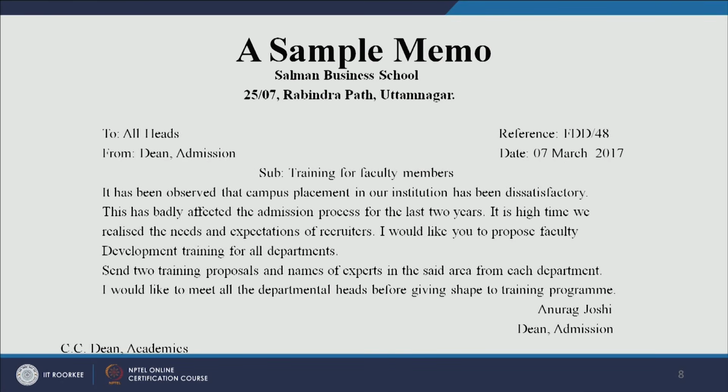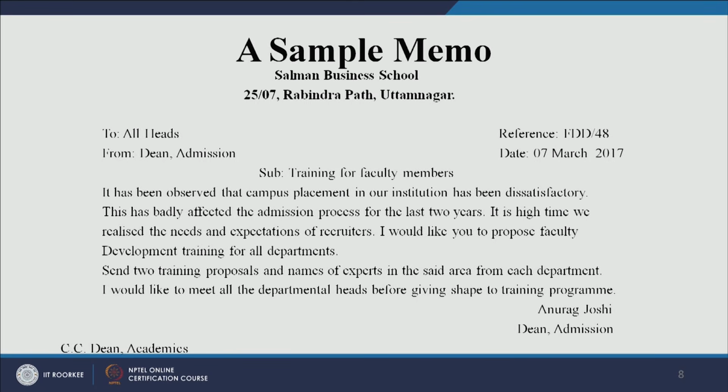We said that the language will be very informal. So it begins with, it has been observed. When the writer of this memo says it has been observed, he uses language which has a sort of neutrality. But at the same time, as we proceed, he says, campus placement in our institution has been dissatisfactory. He's talking about the problem of admission. This has badly affected the admission process for the last 2 years. He's taking all the heads into confidence.